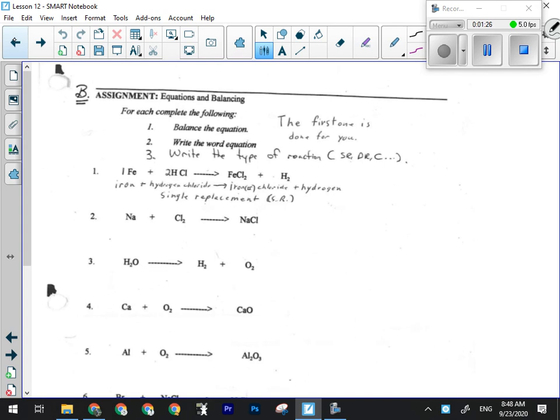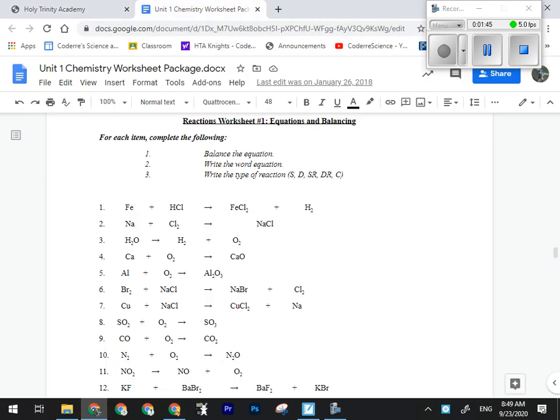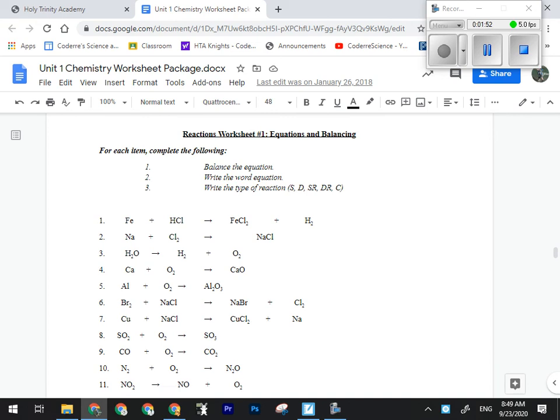About halfway through the class, I'll give you a bit of a break. We'll talk a bit more about the lab that we're going to do on Monday, so you can start getting your head around that, and then we'll get back to this stuff here. So for these first few, they're in your digital workbook, on page 8 of the digital workbook. So that's where you're working out of today.